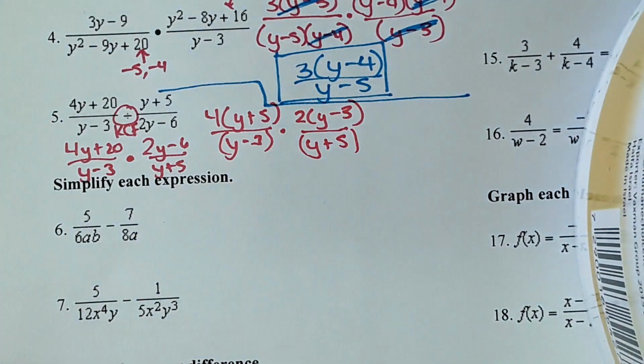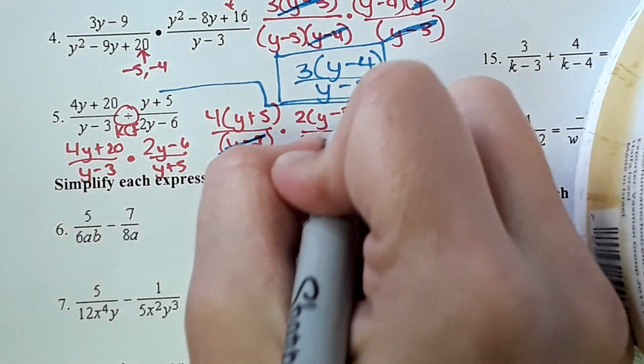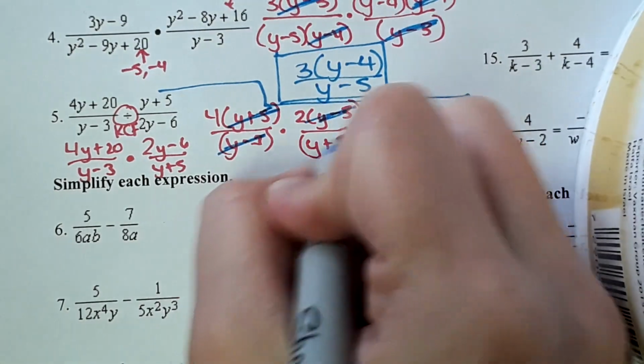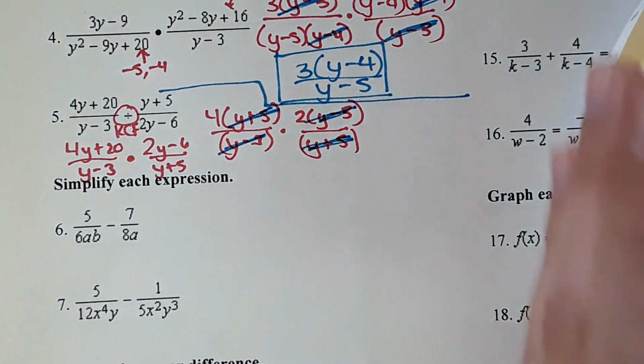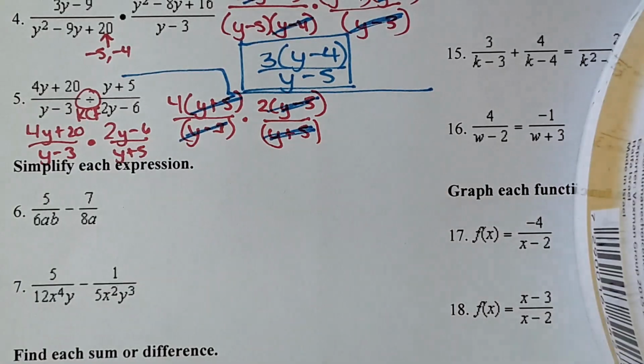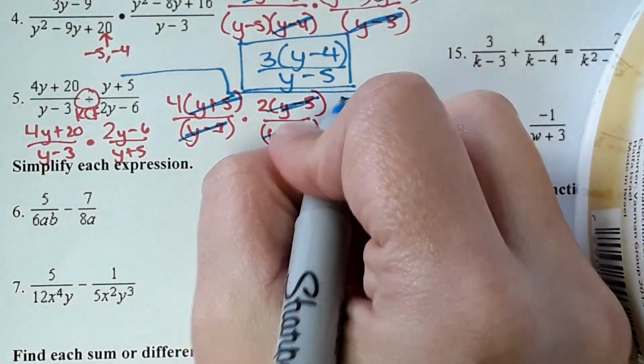How do I know when I have to use keep, change, flip? When it has a division symbol. Okay. Now that everything's in multiplication, you can cancel stuff out. So cancel this with this, this with this. Okay, cool. We're just left with a 4 and a 2. 4 times 2 is 8.